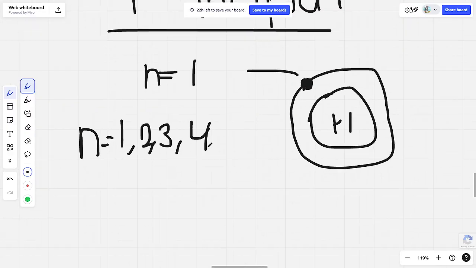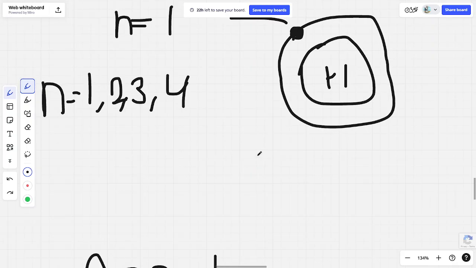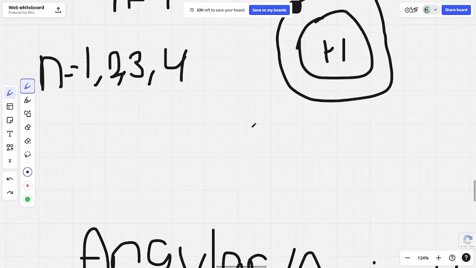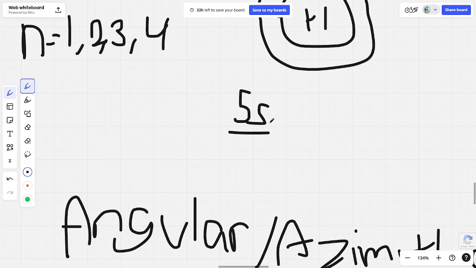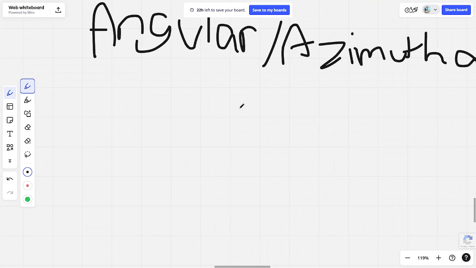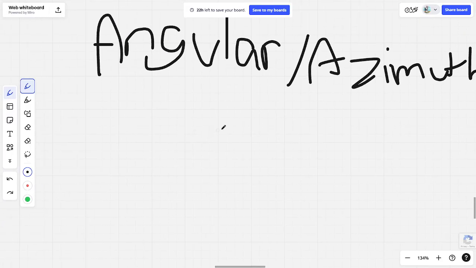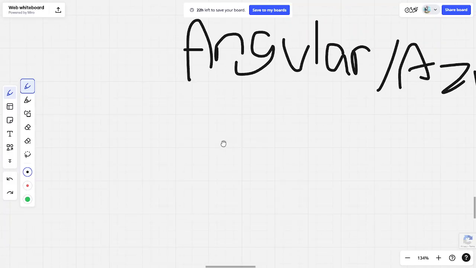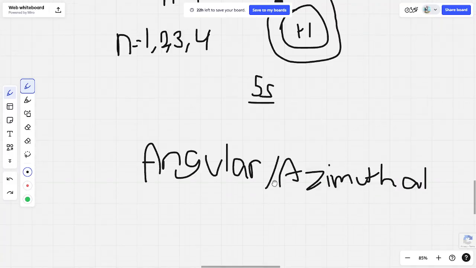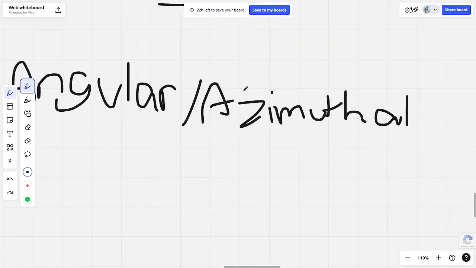Now you can also get n with the given electron configuration. For example, let's say we have 5s. Let's do the angular first, and let's go back there because you need to know the angular quantum number to get the principal with the electron configuration.